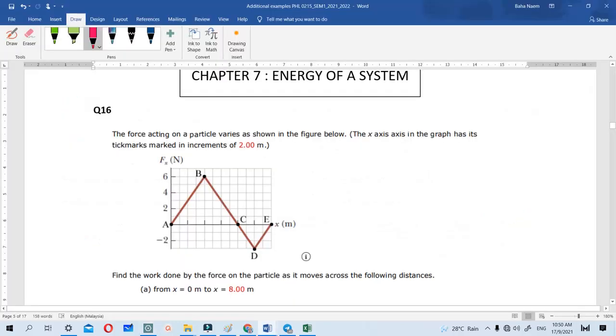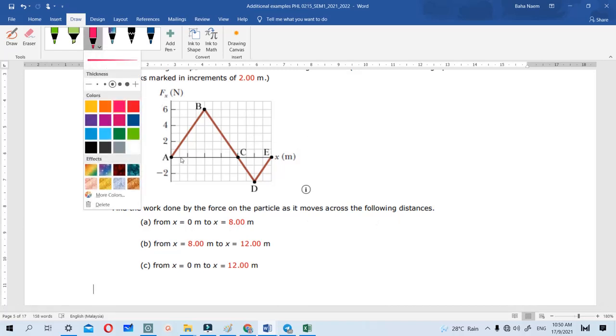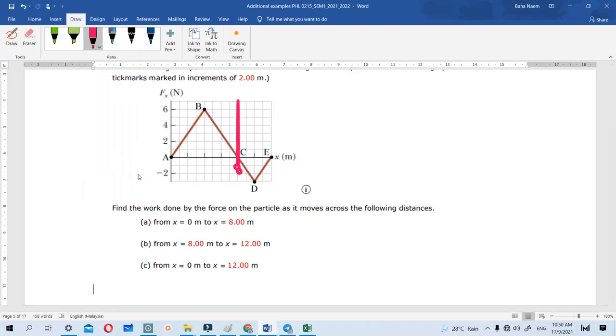This is another example where we will find that work can be negative in value. According to the question, based on this figure, find the work by the force on the particle as it moves across the following distance, 0 until 8. So 0 until 8, this is 2, 4, 6, 8. So the area under the curve should be 1 over 2 times x times 6. So the answer becomes 4 times 6, 24 joule.